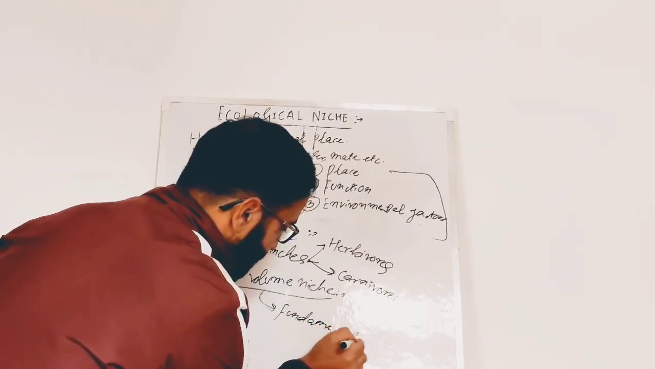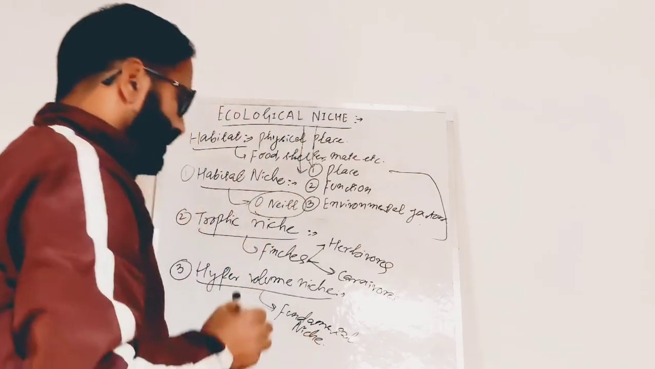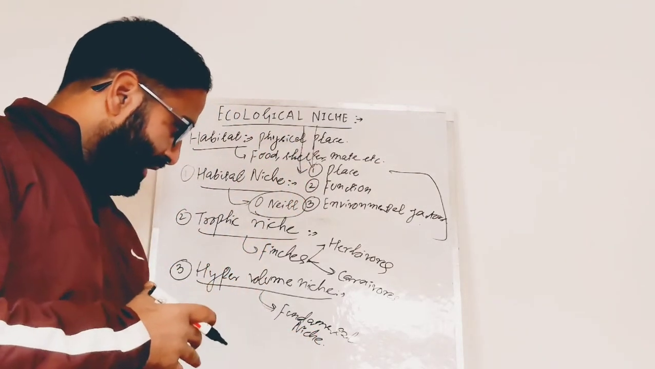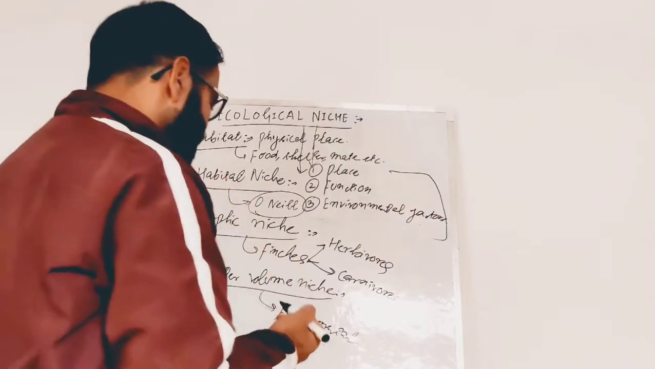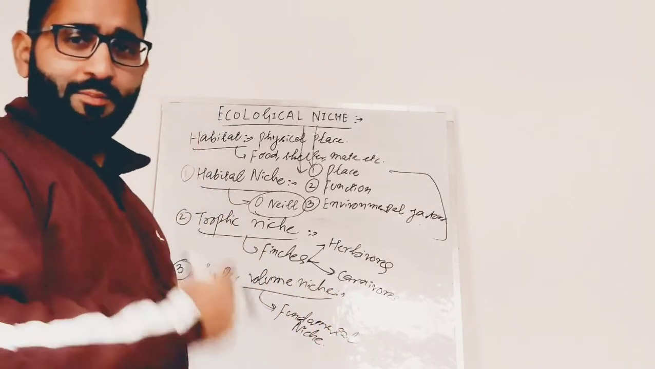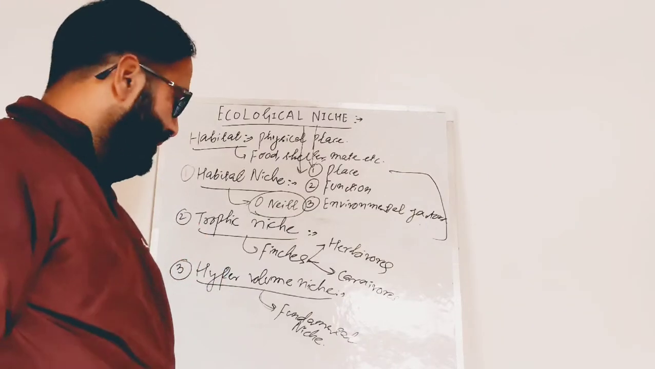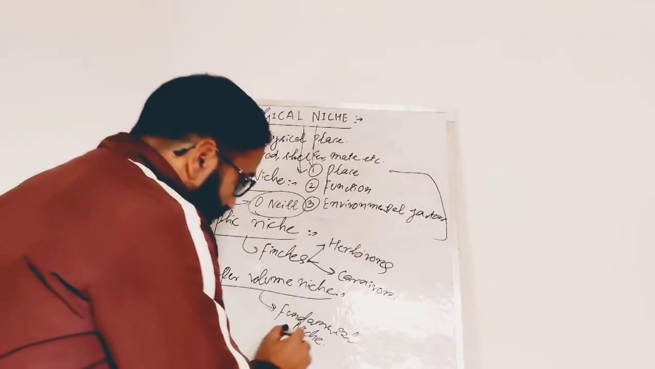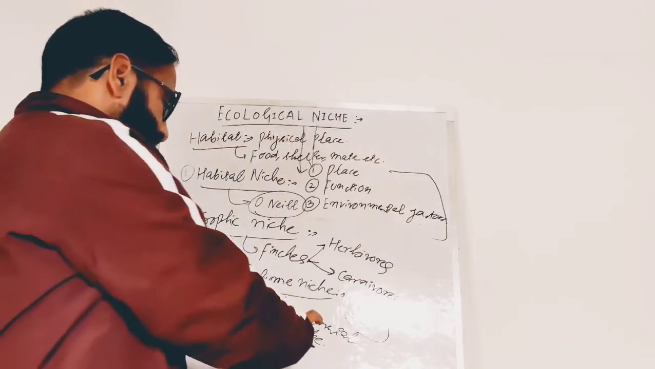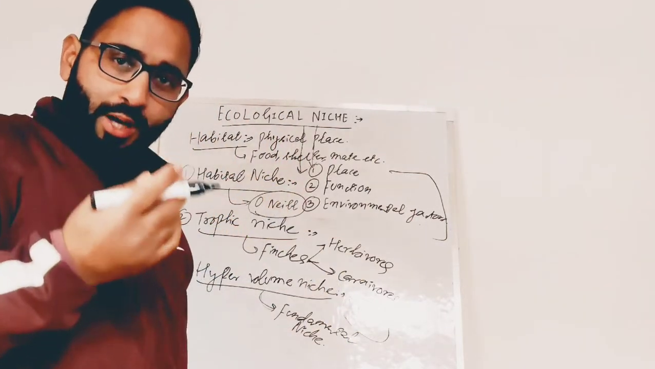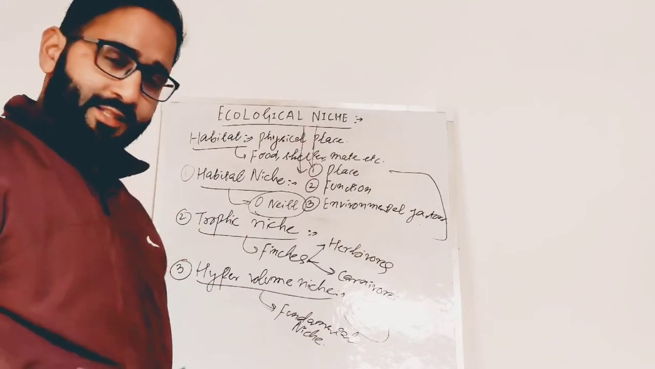Fundamental niche. So fundamental niche is the large ecological area which would be occupied by the species in absence of predators. But in nature there are some predators which hinder or restrict the distribution of the species. So what happens in presence of predators, the species occupy a smaller area than the fundamental niche would suggest.